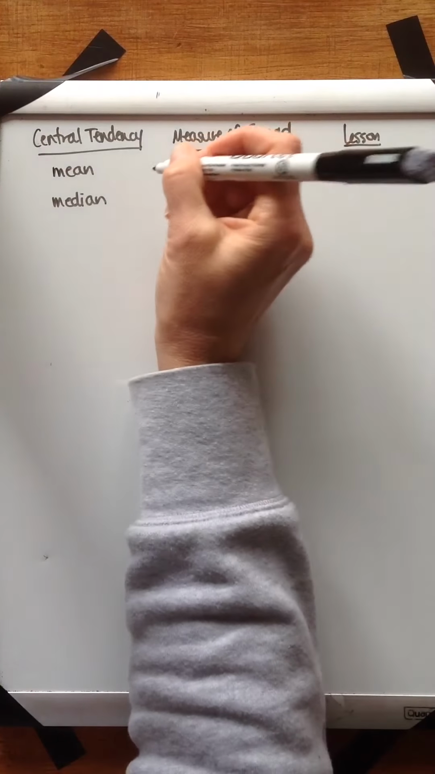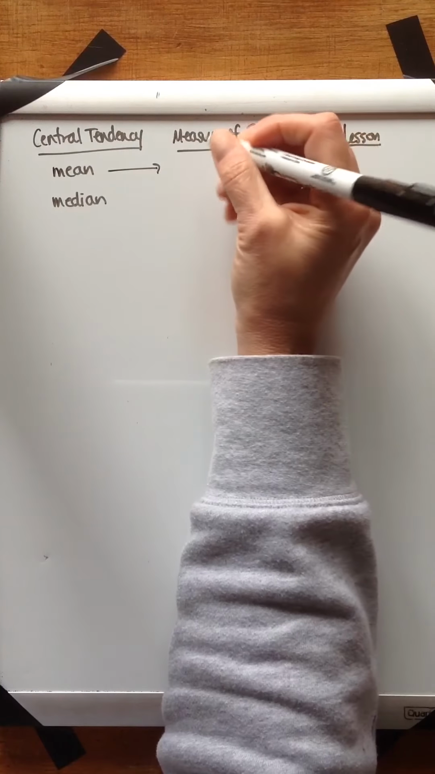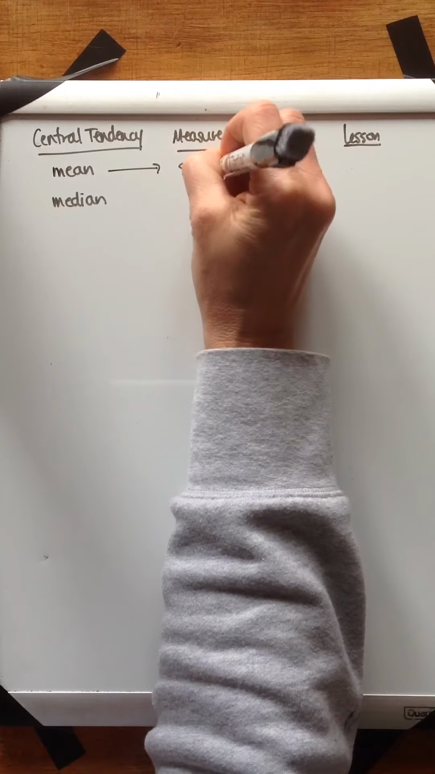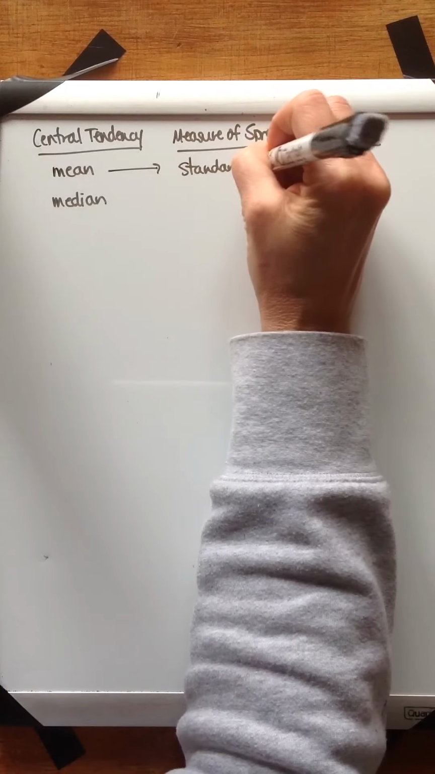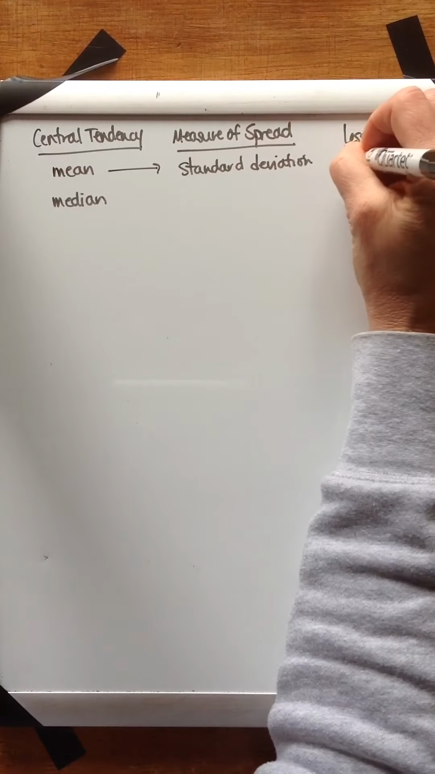And when we feel it's more appropriate to talk about the mean with respect to a data set, we can talk about the measure of spread with that data using something called standard deviation. And this was talked about in lesson 2.5.